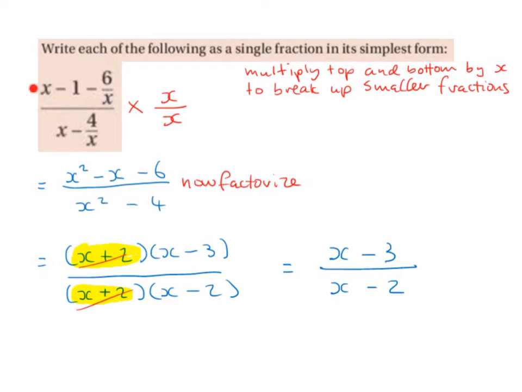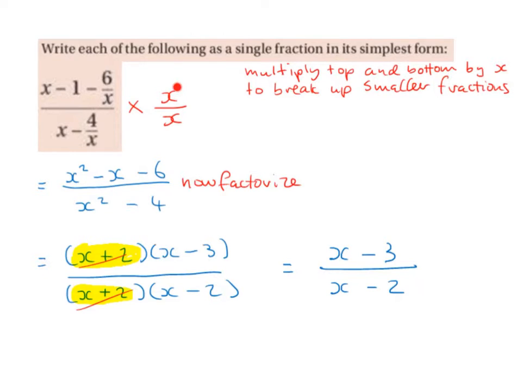So next we have x minus 1 minus 6 over x, divided by x minus 4 over x. So what we want to do is multiply the top and the bottom by x to break up the smaller fractions, because we've got fractions within fractions, so we want to try and get rid of them. So if we multiply the entire numerator by x, we're going to get rid of the 6 over x. We're going to get rid of it being a fraction.